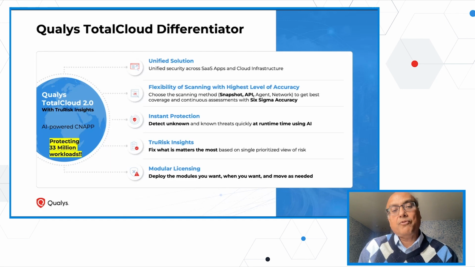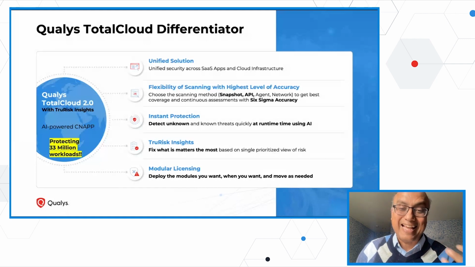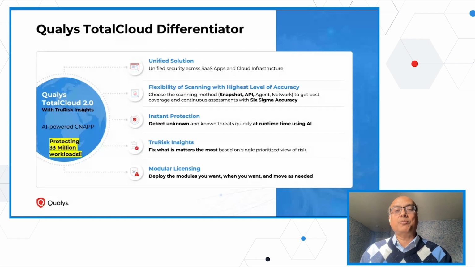To recap, for all of our capabilities in Total Cloud 2.0, we think we have a very powerful and differentiated solution protecting over 33 million workloads globally. It's a unified solution that goes across both SaaS applications and cloud infrastructure. It provides a flexible scanning mechanism for the highest level of accuracy for vulnerability detection, which includes snapshot, API, agent, and network-based scanning to get the best coverage, and with continuous assessments using Six Sigma accuracy, our own database of vulnerabilities for low false positives and low false negatives. And it's important that I point out that we have both agent-less, like snapshot, and agent-based vulnerability scanning, a very powerful combination together.